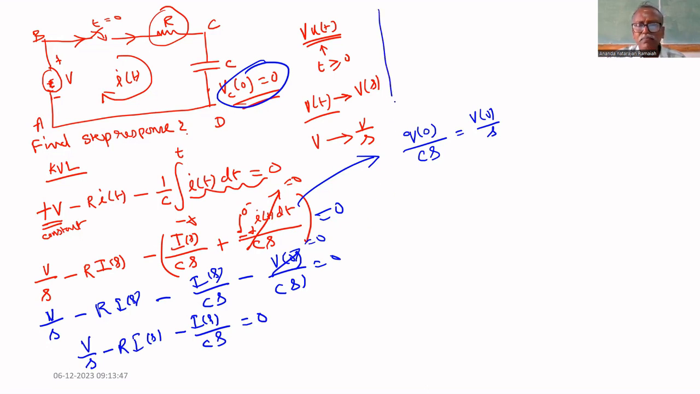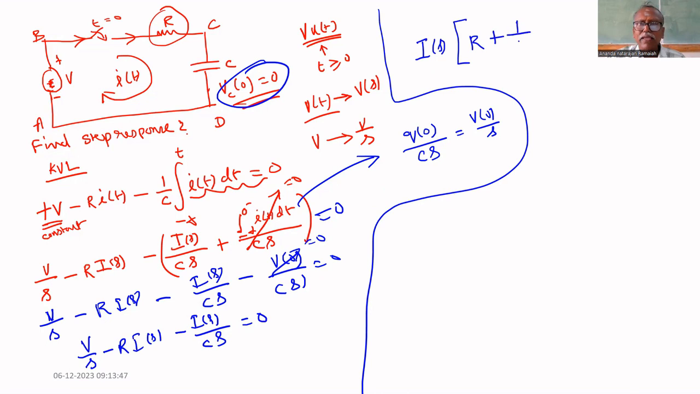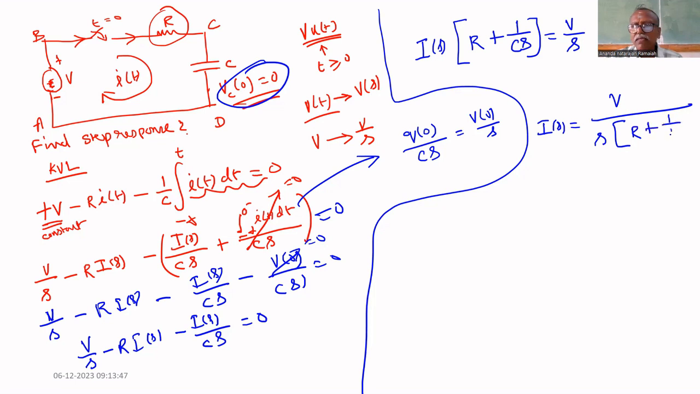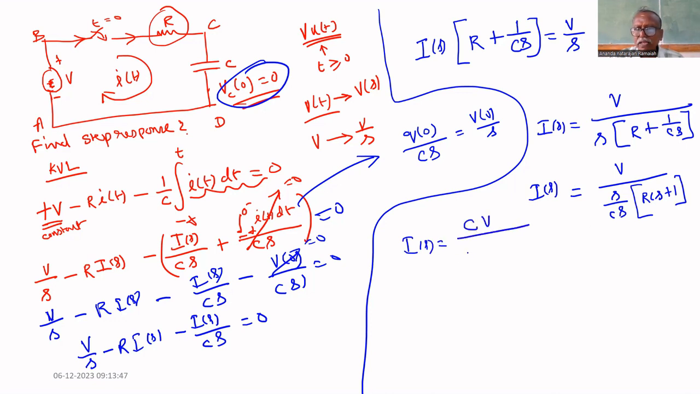If you take I of S outside, you will get R plus 1 by CS equal to V by S. I of S equals V upon S multiplied by R plus 1 by CS. Taking CS outside, we get RCS plus 1. I of S equal to, S getting cancelled, therefore CV divided by RCS plus 1. That's all. This is the solution.